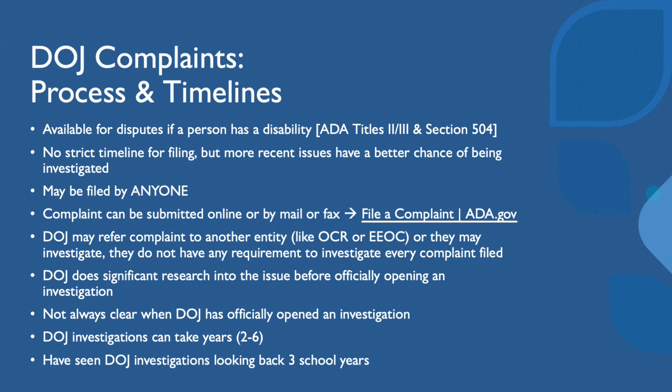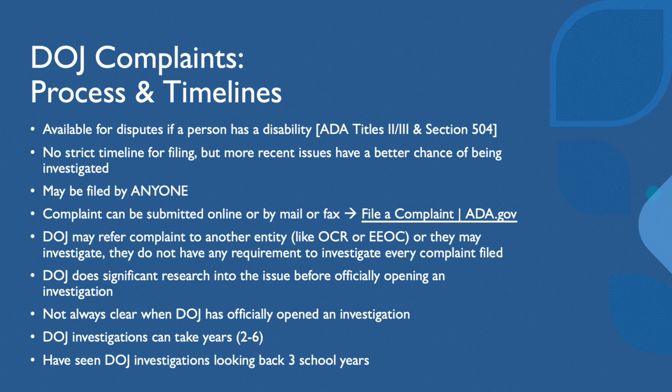The DOJ does not have a strict timeline for filing, but they are more likely to investigate more recent issues. Anyone can file a DOJ complaint: teachers, parents, students, administrative staff, other members of the public. They have an online complaint form, or you can submit a complaint by mail or fax. The DOJ does not have an obligation to review and respond to every complaint filed with them, and they can refer complaints to other agencies. For example, they sometimes refer complaints to OCR or the Equal Employment Opportunity Commission.